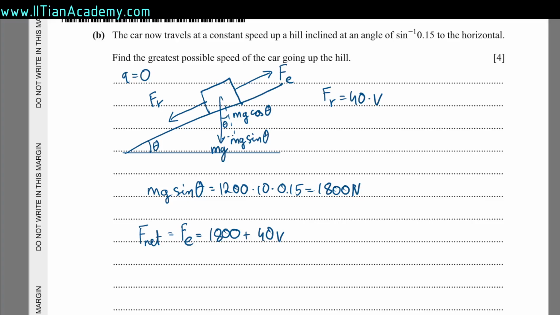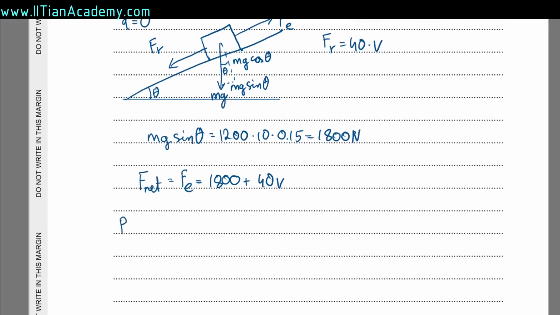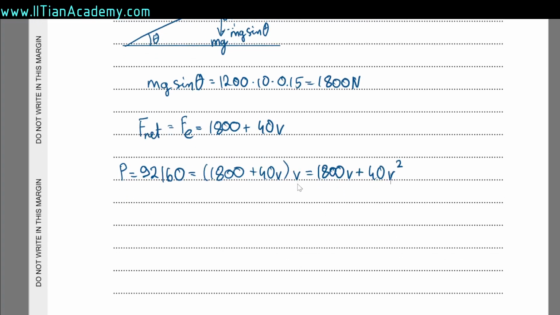All right, and what we know is that the max power output of the car is 92,160, and this again is just force times velocity, and the net force is just 1800 plus 40 V, and we times this with V. So then we get 1800 V plus 40 V squared, and well, now we just have an equation for V. I'll bring everything to one side. So we have 40 V squared plus 1800 V minus 92,160 is equal to 0.